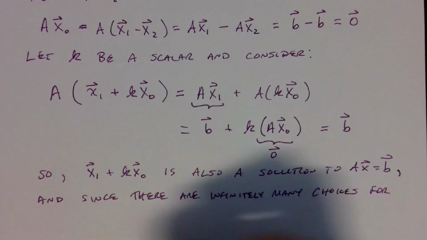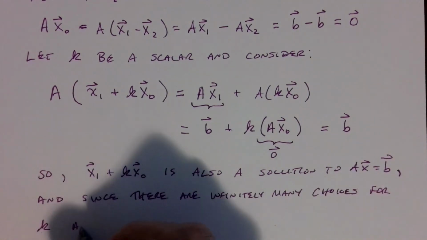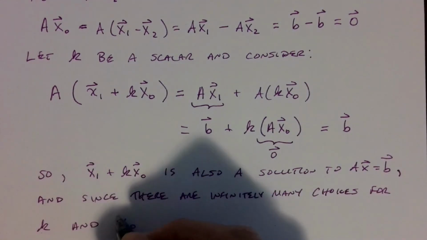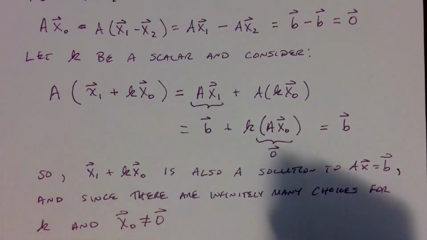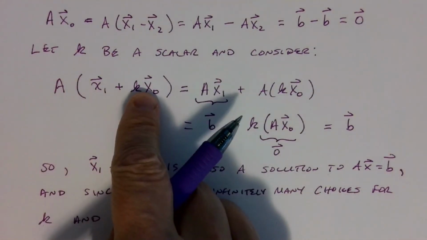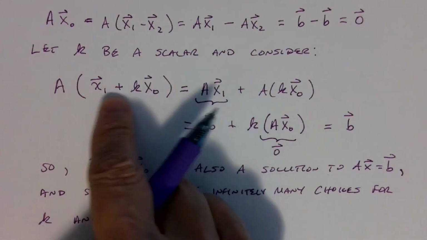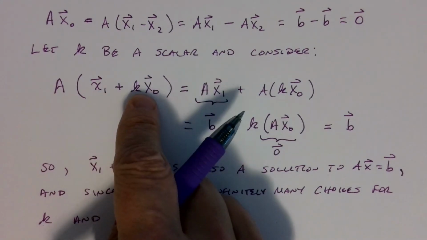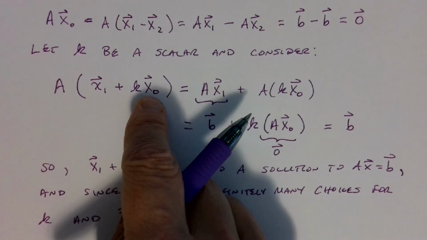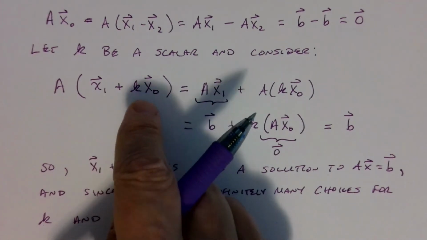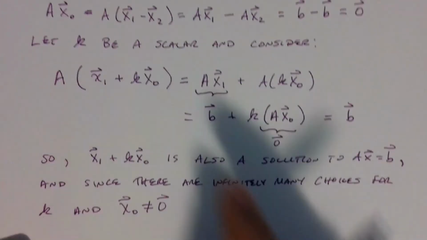and remember that x₀, very importantly, was not the zero vector, right? So if x₀ was the zero vector, I would just have x₁. That's not what I want. I want x₁ plus something which is not the zero vector. That's not going to be x₁.